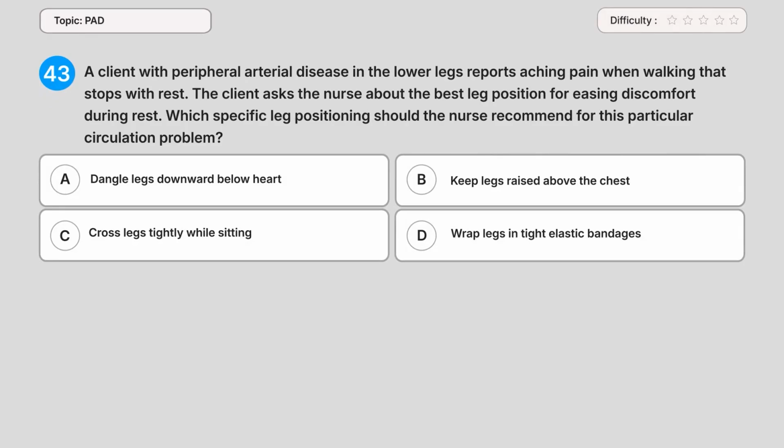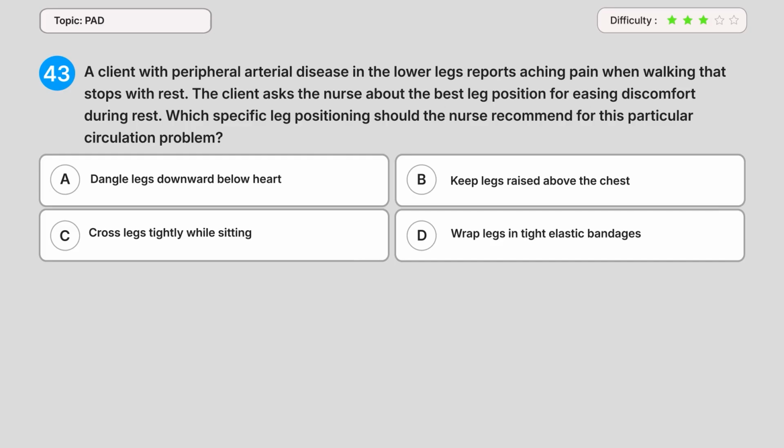43. A client with peripheral arterial disease in the lower legs reports aching pain when walking that stops with rest. The client asks the nurse about the best leg position for easing discomfort during rest. Which specific leg positioning should the nurse recommend for this particular circulation problem?